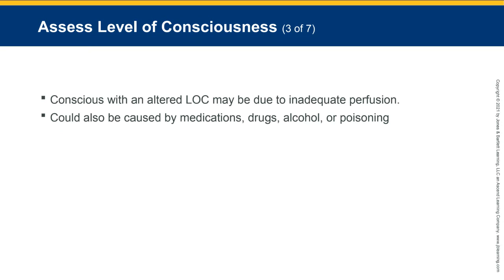Still on the level of consciousness. The patient can be conscious with an altered level of consciousness, and it may be due to inadequate perfusion. It could also be caused by medication, drugs, alcohol, or poisoning. And basically what they're saying is the patient can be conscious with disorientation. So they are conscious and they are alert, but they are not fully oriented.